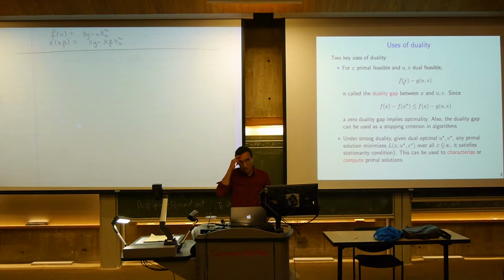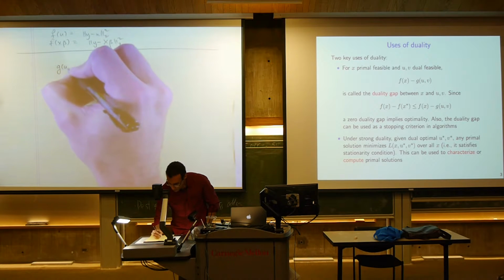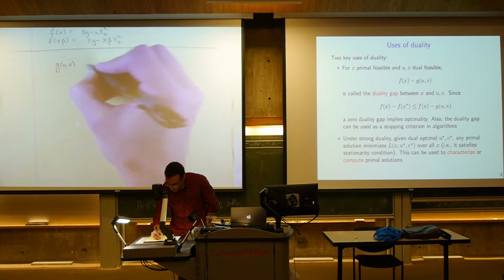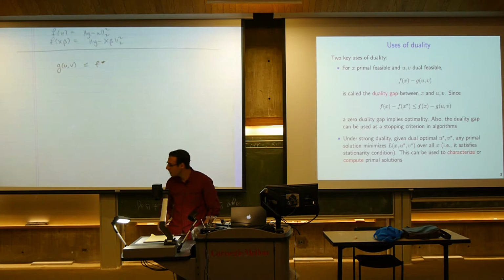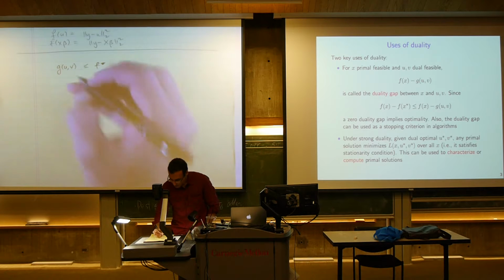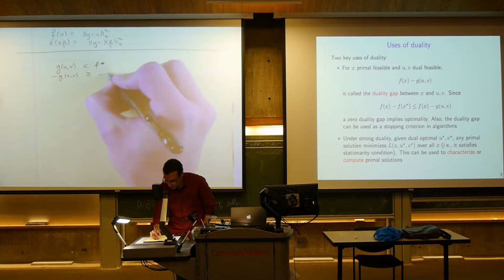Right? So this thing is always larger than or equal to 0. And in fact, it upper bounds the difference between f at x and f at x star. This just comes from the very simple fact that g(u,v) lower bounds the primal criterion optimal value for any dual feasible u and v by construction. So the signs get flipped when we take their negatives.